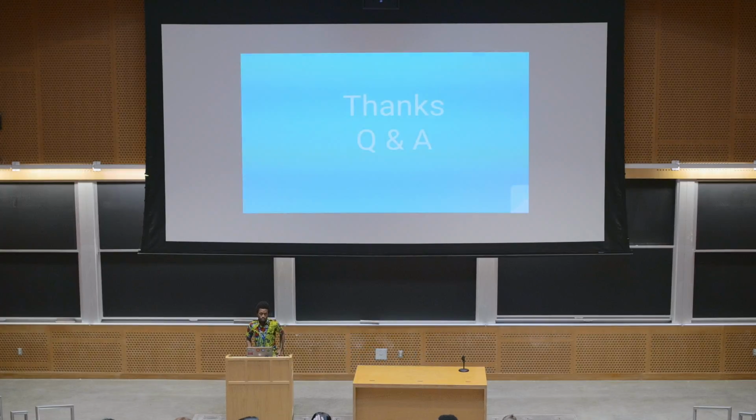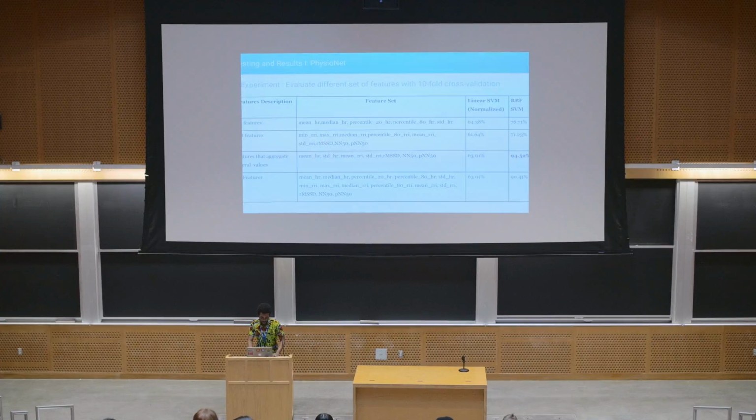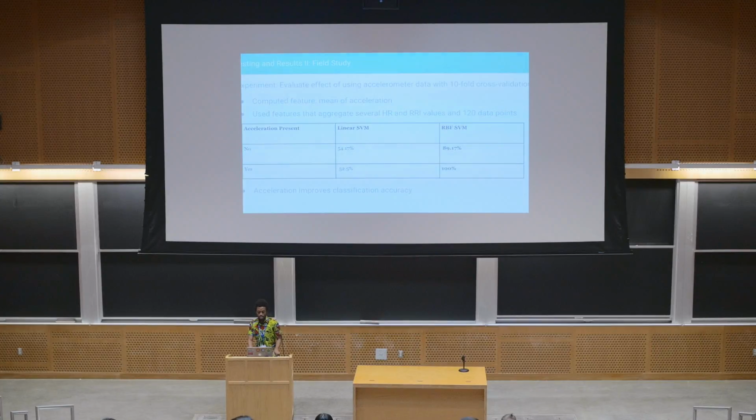Since you're doing it mostly on heart rate, how do you handle exercise, walking fast to class, things like that? Yeah, so that's one of the experiments that I actually did. For the second experiment, I computed an additional feature which was mean of acceleration, and including that in my feature set helped improve the accuracy. And so including that would help differentiate heart rate stemming from activity as opposed to heart rate stemming from stress.